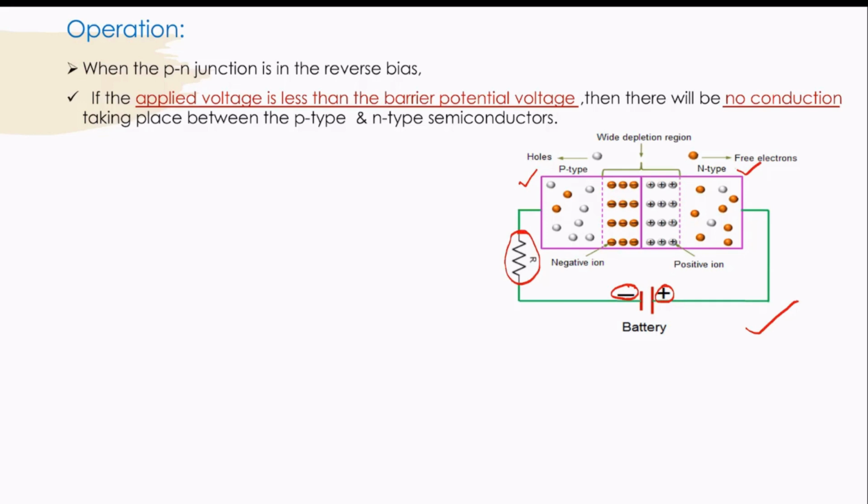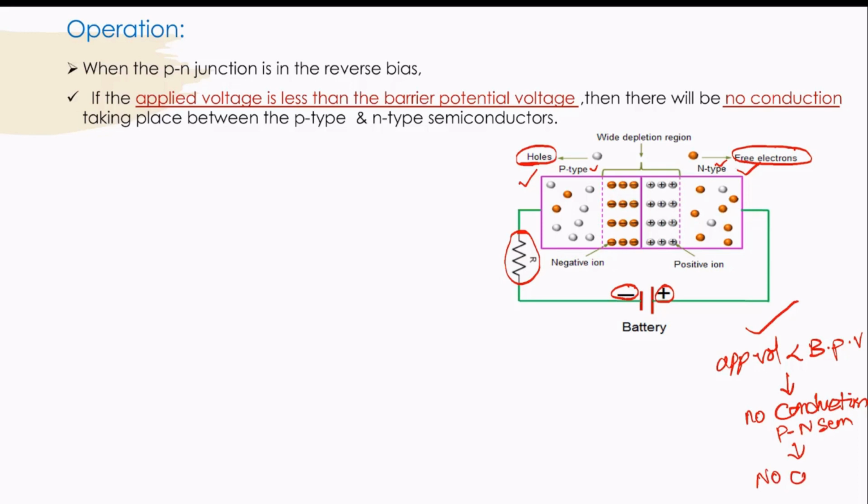And we know that in the case of the P-type semiconductor, the holes are the majority charge carriers, whereas in the case of the N-type semiconductor, the free electrons are the majority charge carriers. Now if this applied voltage is less than that of the barrier potential voltage, then there will be no conduction taking place between the P-type and the N-type semiconductor. That's why there will be no amount of current flowing across the circuit.